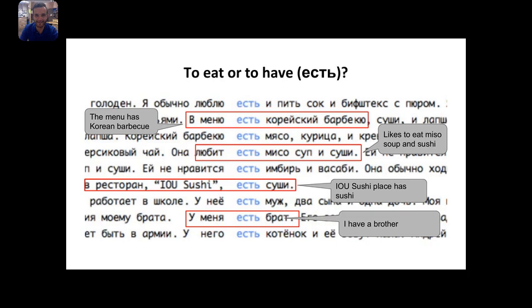So from the examples, you can see here, the menu has Korean barbecue. So obviously that's the verb to have, expressing possession. Or here you have, likes to eat miso soup and sushi. So the verb to eat here.